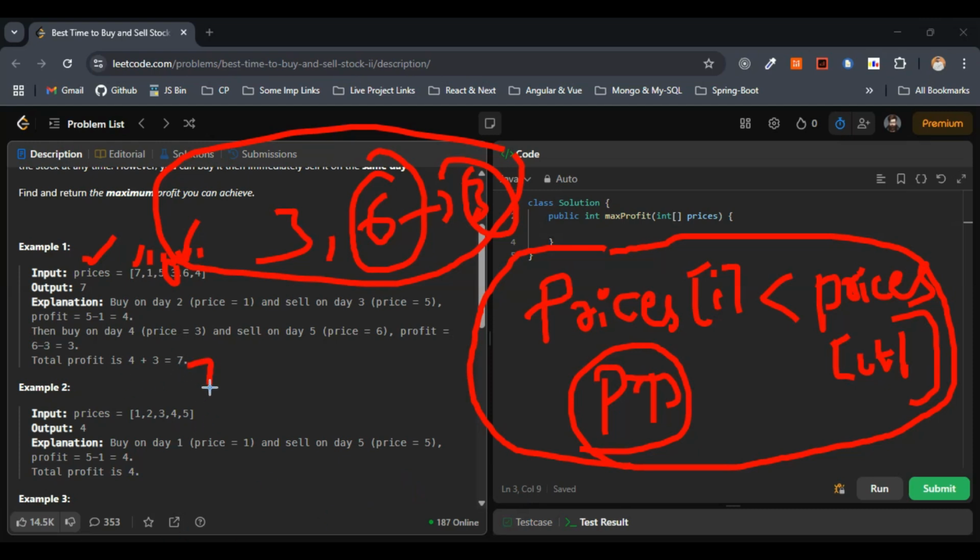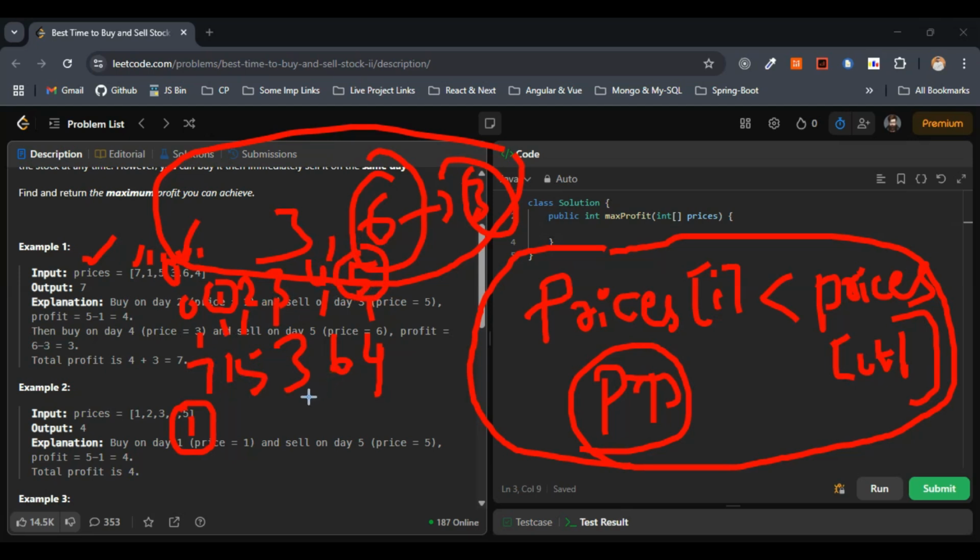So here we have 7, 1, 5, 3, 6, 4. So this is index 0, this is 1, this is 2, this is 3, this is 4, this is 5. Suppose we will buy at 1, so we have bought on the first day. Suppose we buy at 1 and we sell at 5. Here we have a profit of 4 in this case.